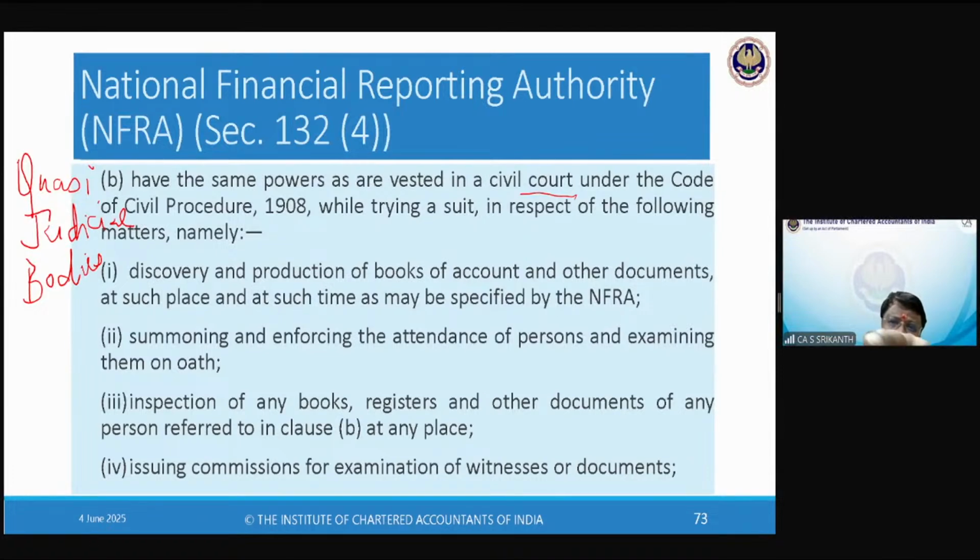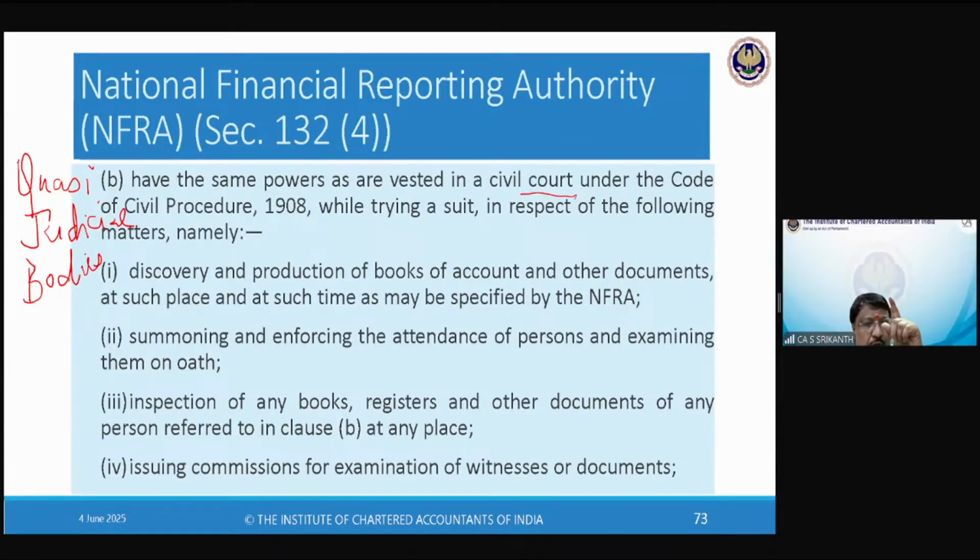Also, suppose you are relying on any documents, it can be produced, etc., etc. So the court has the power to insist on discovery and production of books. Summoning and enforcing of the attendance of persons and examining them on oath. They can call anybody to come and give evidence. See, I'll come back to one more point. Inspection of any books, registers, and other documents of any person referred to in Clause B. They can send somebody to inspect. Issuing commissions for examination of witnesses or documents.